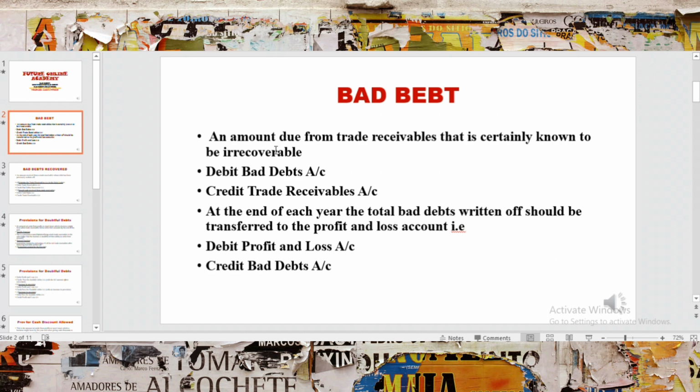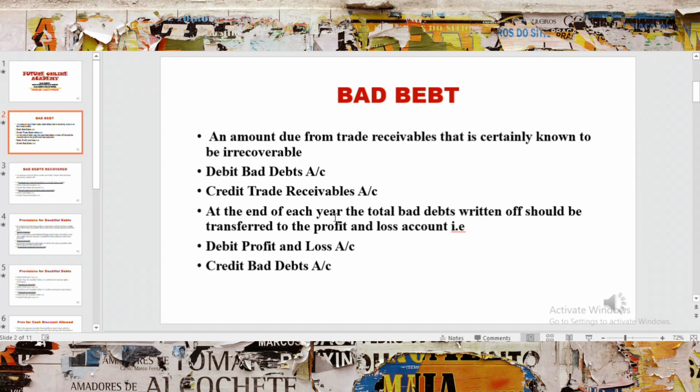There are certain reasons why some customers become bad debts. For example, maybe he's bankrupt, he doesn't have money, or the customer has died. If a person dies, you can't get the money, especially when a person takes a loan, because the person is no longer available.